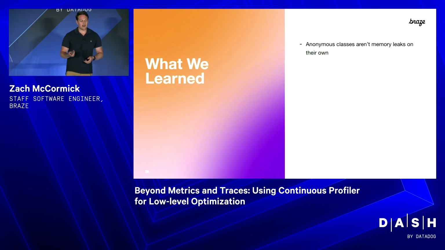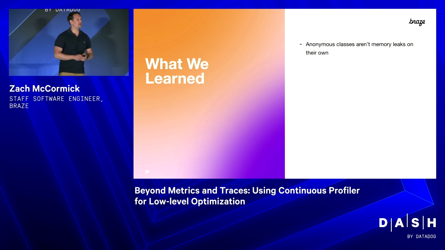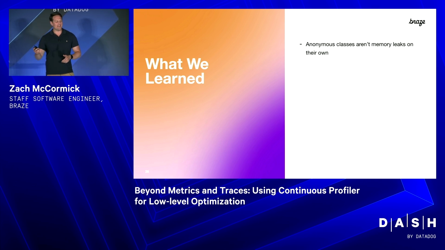So what we learned: anonymous classes, they're not memory leaks on their own, actually. One of the first things we did was somebody pulled up a console and Activity Monitor on their Mac just to look at the Ruby process, and they ran Class.new 100,000 times just to see, does memory go up? And it turns out the garbage collector on its own for just a regular plain Ruby class does a great job of cleaning up after itself.